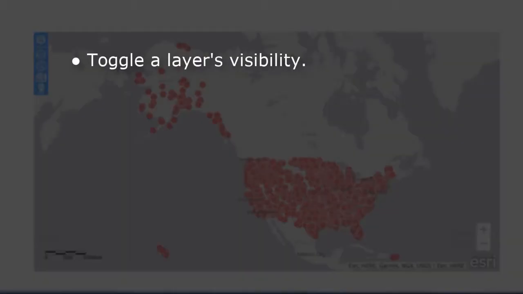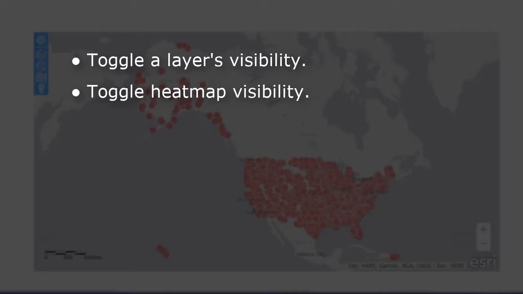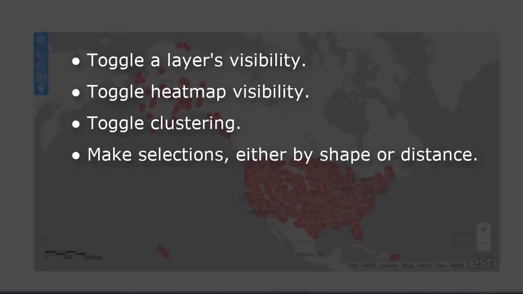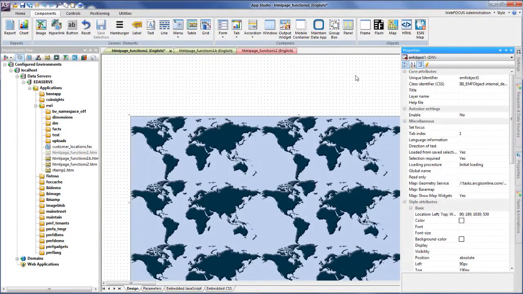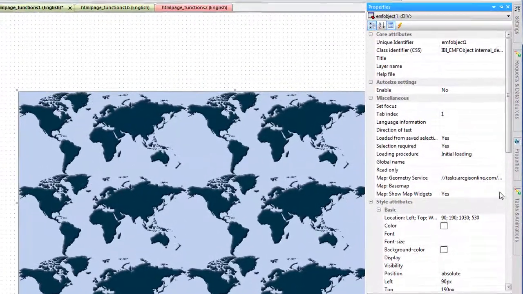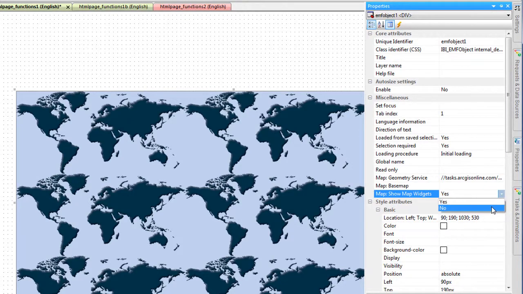Toggle a layer's visibility, toggle heat map visibility, toggle clustering, make selections either by shape or distance, clear a subset of selections or all selections, change the base map. You can prevent the default widgets from displaying on the map by changing Show Map Widgets to No on the Properties panel for the Esri component.